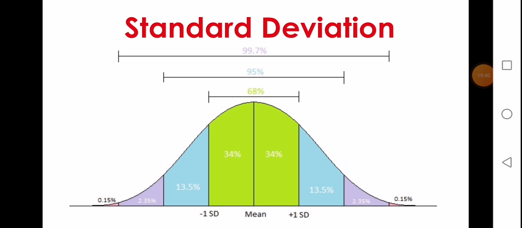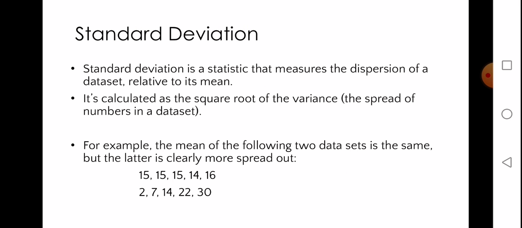Next topic, we have the standard deviation. Okay. Standard deviation is a statistic that measures the dispersion of a dataset relative to its mean. It is calculated as the square root of the variance, or the spread of numbers in a dataset. Determining the variation between each data point relative to the mean is valuable for comparing datasets that may have the same mean but different ranges.